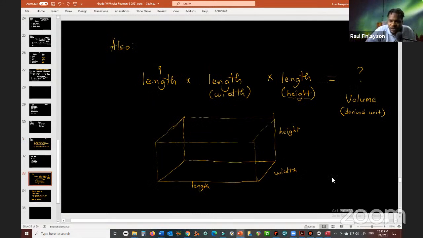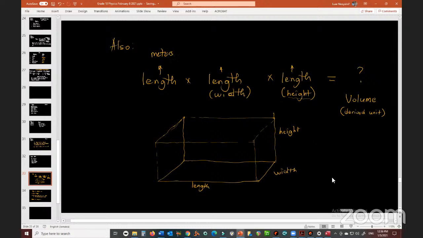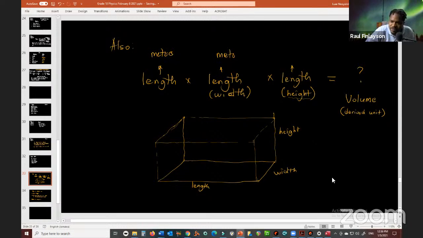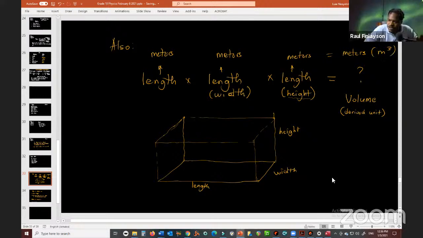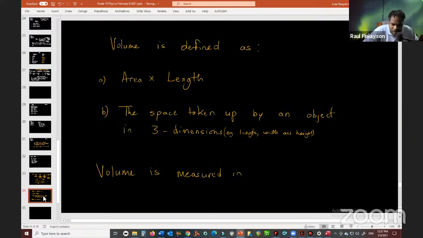All right. Length is measured in what? Length is measured in meters. All right. So you're going to do meters times meters times meters. What does that give you? How many times did we multiply meters? Cube, sir. Thank you very much. It's meters cubed. So you're going to write m and put 3 up there because you multiplied meters 3 times. You see that? Yes, sir. All right. So that is simply what we're talking about here. Volume is measured in meters cubed.